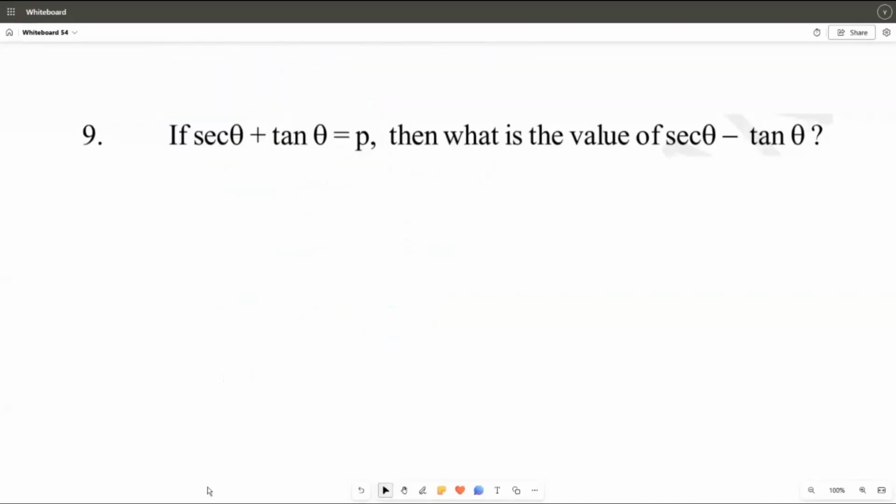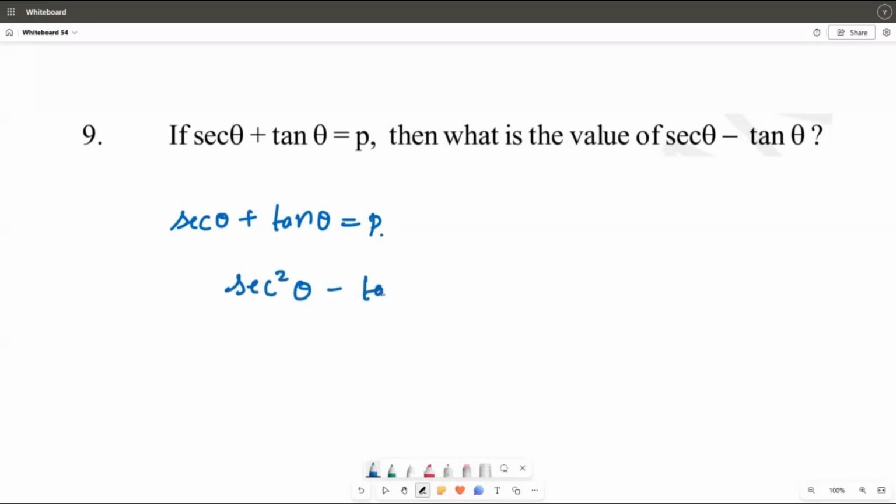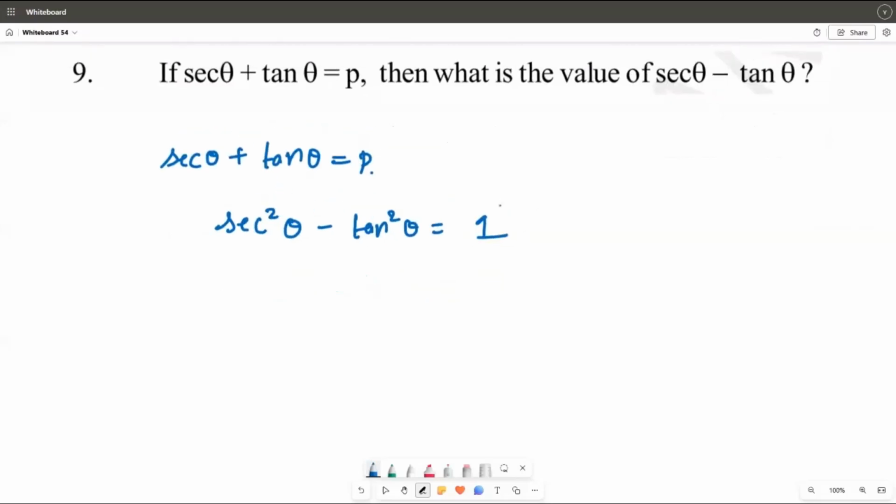The next question of exercise 11.4: if secant theta plus tan theta is equal to p, then what is the value of secant theta minus tan theta? So let's consider the given thing. We have secant theta plus tan theta, which is equal to p. Before that, let's consider, since we have secant theta and tan theta, we know that secant square theta minus tan square theta is equal to 1. And we can write (a plus b) into (a minus b) is equal to a square minus b square.